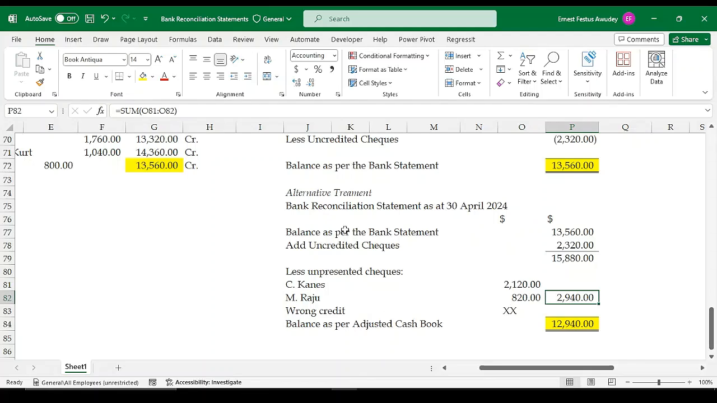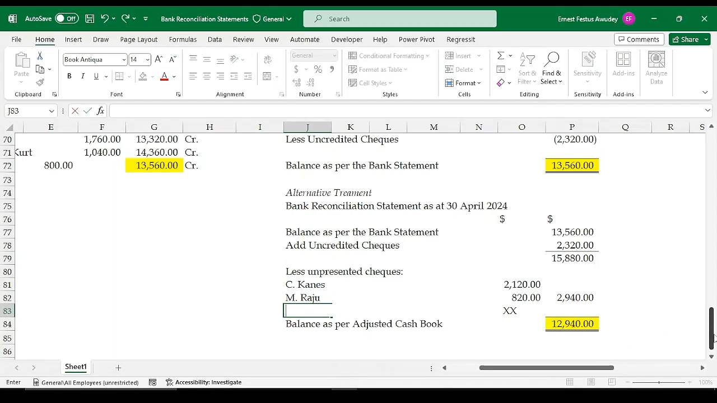That's what I mean. Assuming there was a wrong debit, we will see the wrong debit right here under uncredited checks, and that would have been added to this particular amount before we finally add it to the balance as per the bank statement here before getting the 15880. So that is how we treat wrong debits and wrong credits. That is the first comment I want to make.